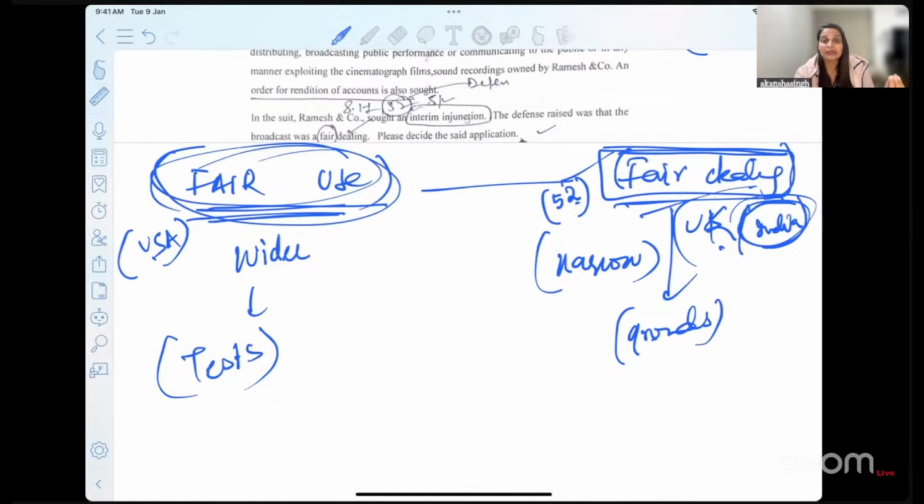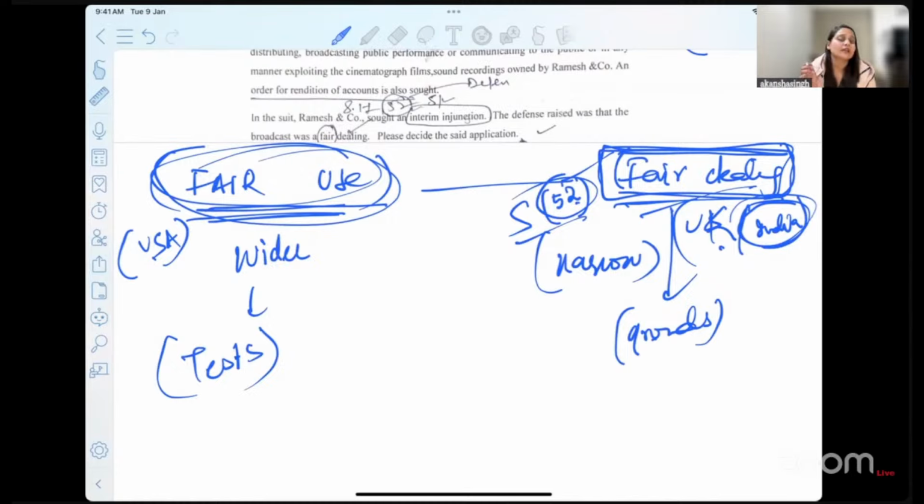So in these two situations, do you think that I can sue that particular person for exploitation of my copyright work? That is where we have to understand the concept of section 52 of the Copyrights Act.